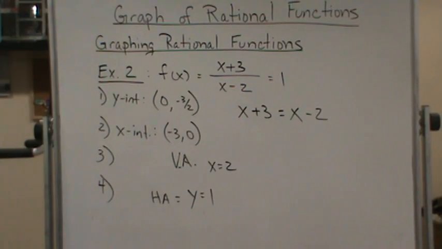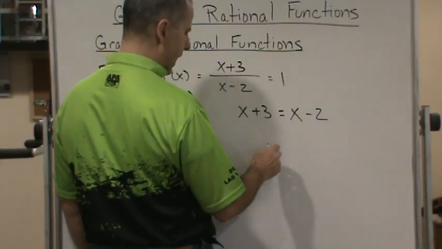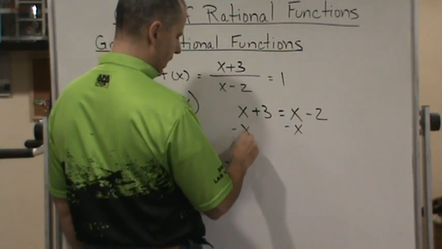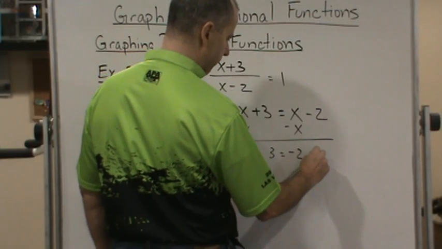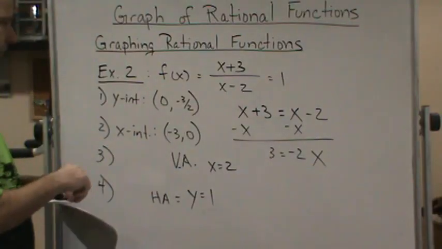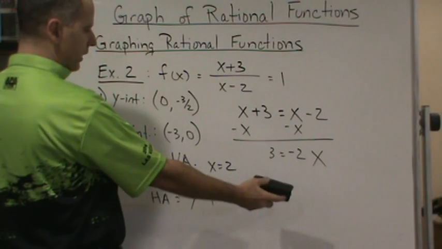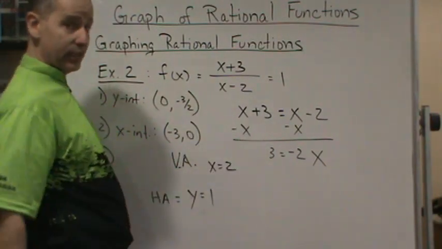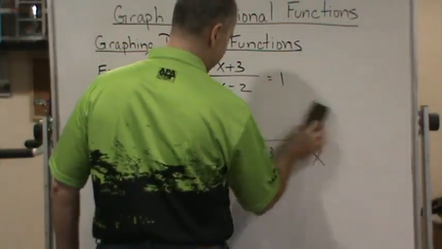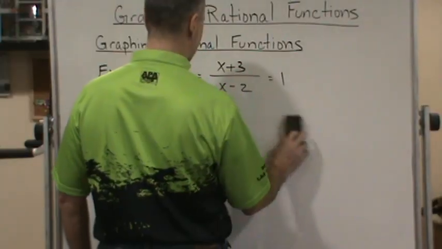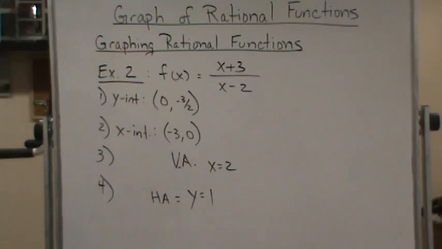Well, immediately we're going to have a problem. Look what happens: if we move the x's to one side, the x's cancel out. And what do we get? We get 3 equals -2, which is a false statement. 3 will never equal -2, so it's a contradiction. Since we reached a contradiction, there's no solution to this equation, so the graph does not cross the horizontal asymptote. All right, so good.